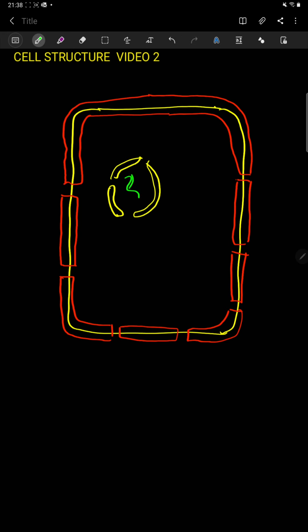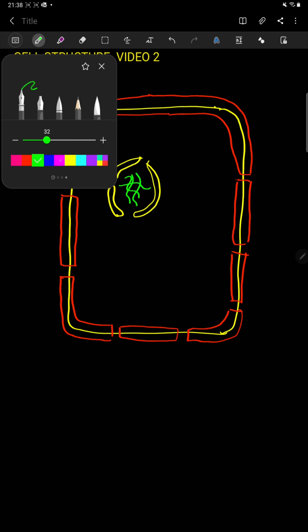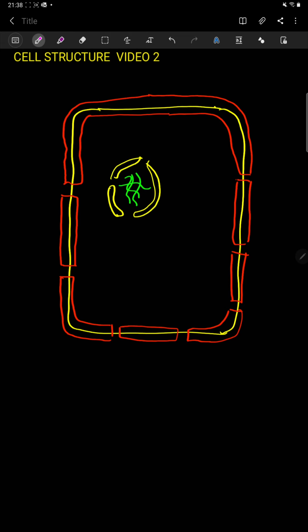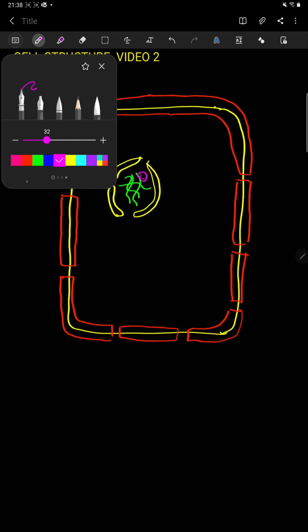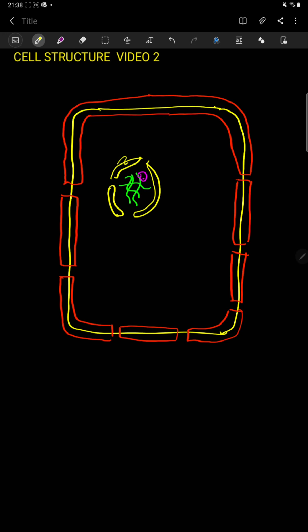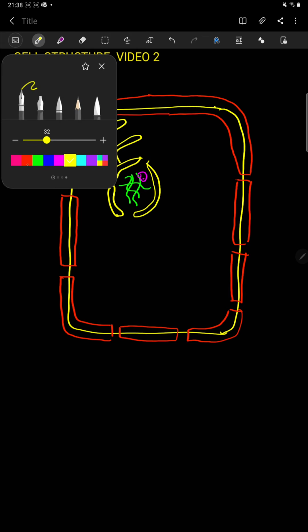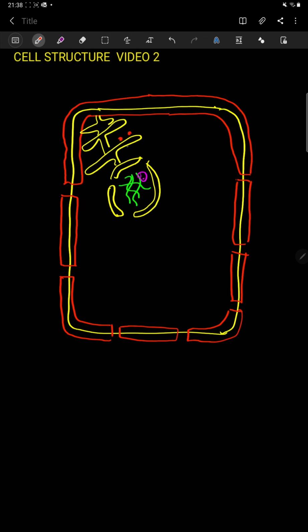Now I am going to draw only the specific features. I am going to draw four chromatin threads once again, and inside it there is a rounded structure termed as nucleolus. Again the ER will be there, just like the animal cell, the endoplasmic reticulum will be there in the same manner. So the ER is present like this, the same rough and smooth. I am not going to explain that once again. If the ribosomes are attached, they are termed as rough ER, and if the ribosomes are not attached, they are termed as smooth ER.